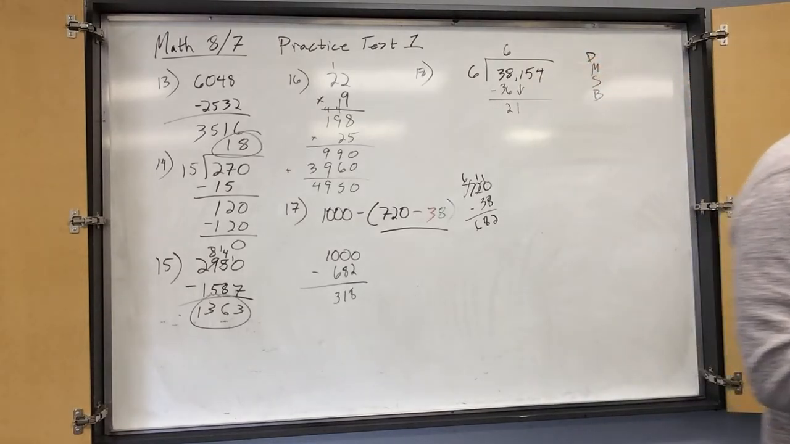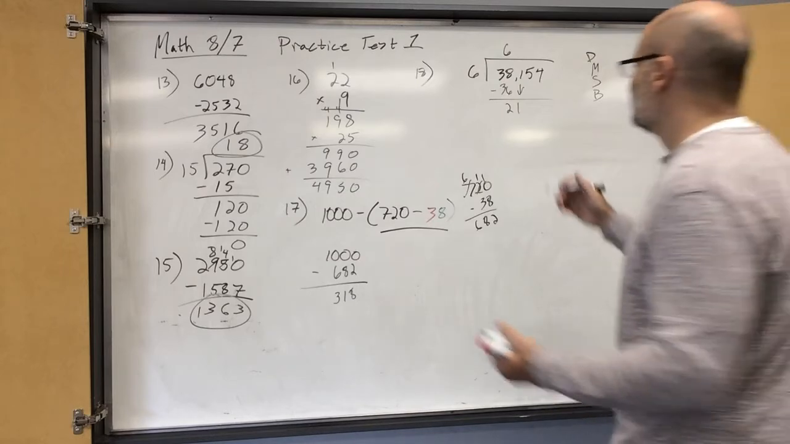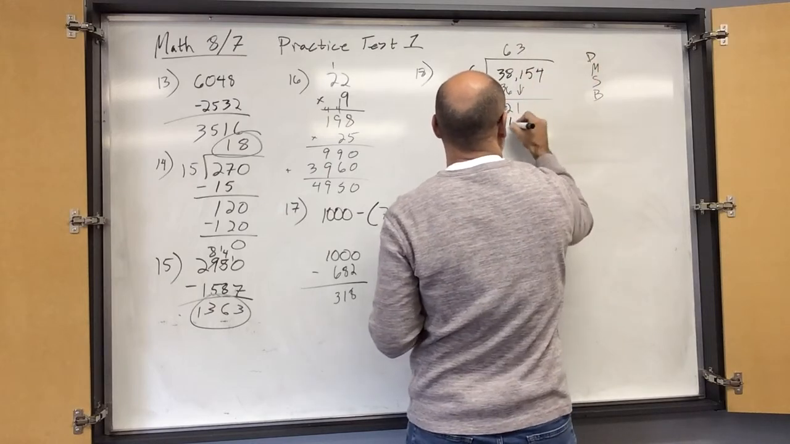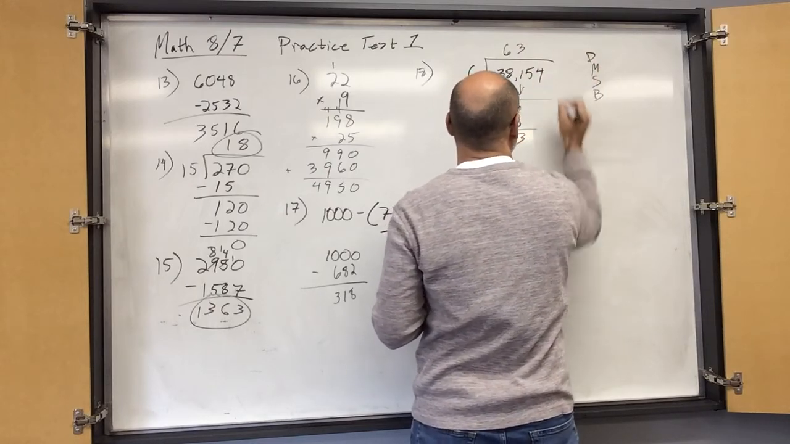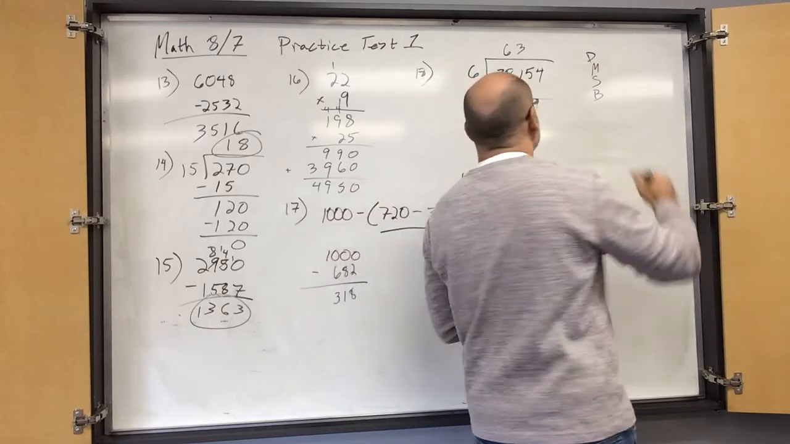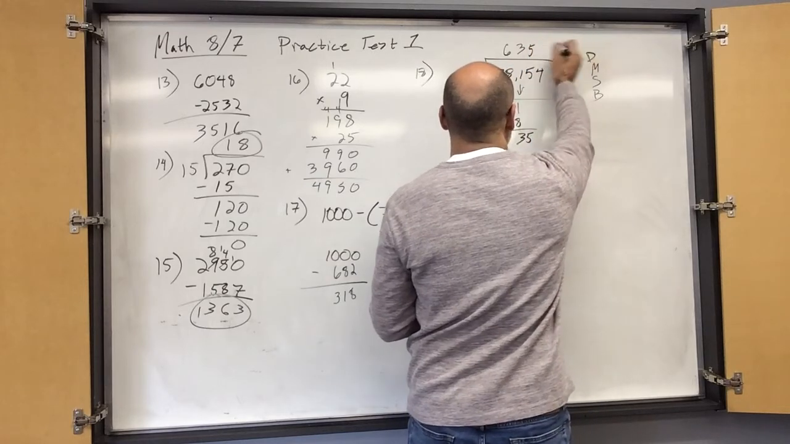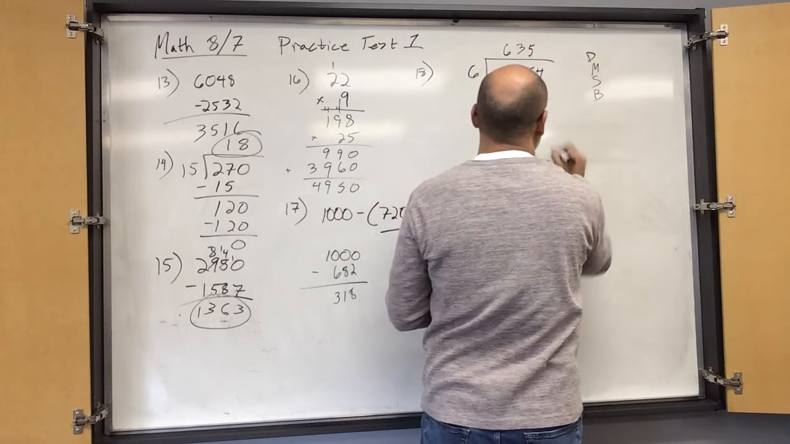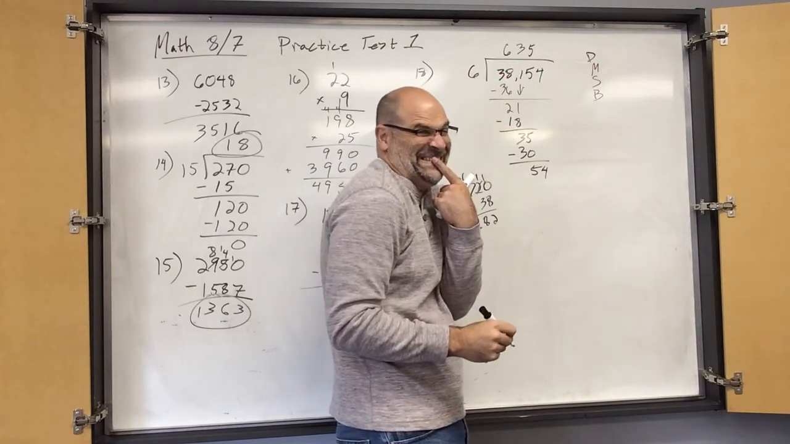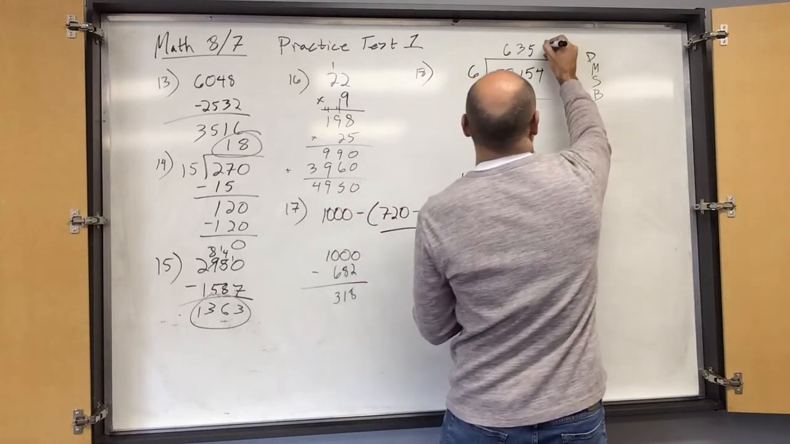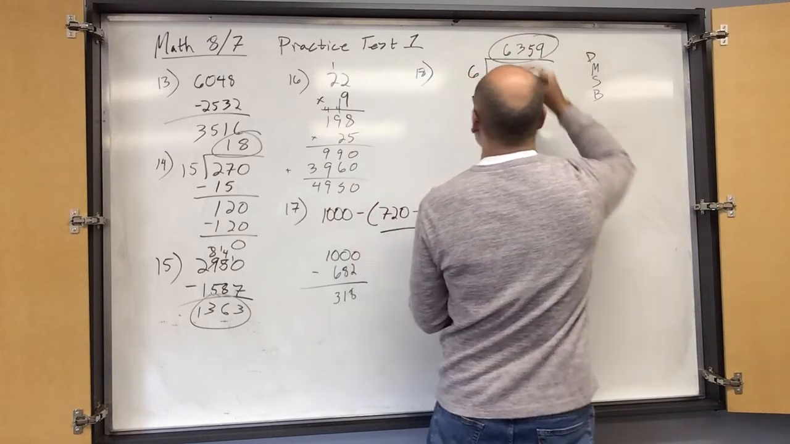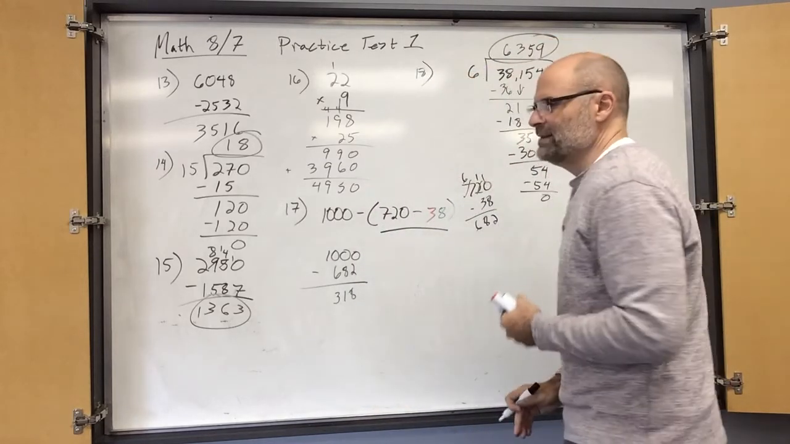How many times does 6 go into 21? Hunter? 3. 3 times 6, 18. Subtract. Bring down. How many times does 6 go into 35? 5. Yeah, you can just shout it out now. 5 times 6 is 30. Subtract. 5. Bring down the 4. How many times does 6 go into 54? 9 times. Good job. 9 times 6 is 54. No remainder. You're done. Thank you for shouting out the answer.